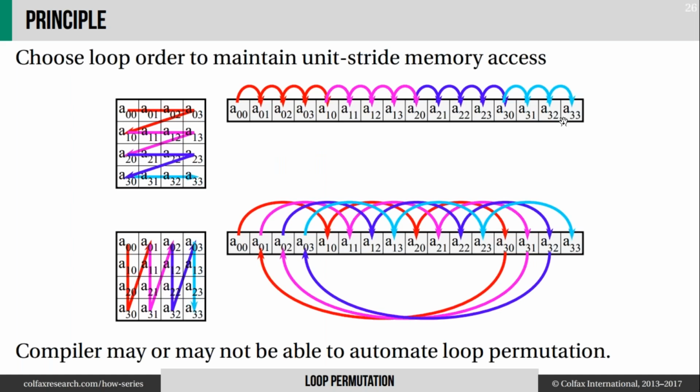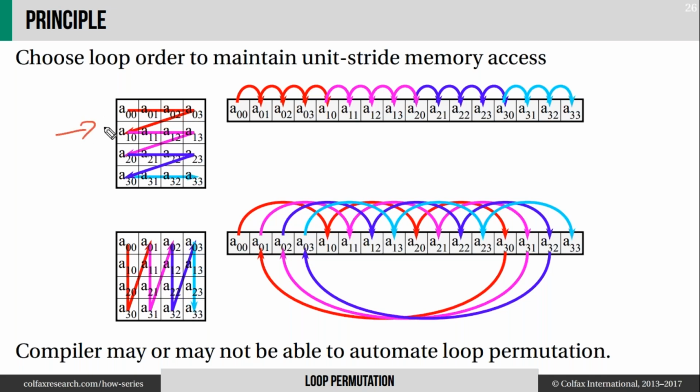So how do you increase arithmetic intensity? I will discuss several techniques, all of them centered around loop transformations. The first one is loop permutation. The idea with loop permutation is if you have an algorithm that has nested loops, sometimes you can permute or swap the loops to maintain unistride memory access.